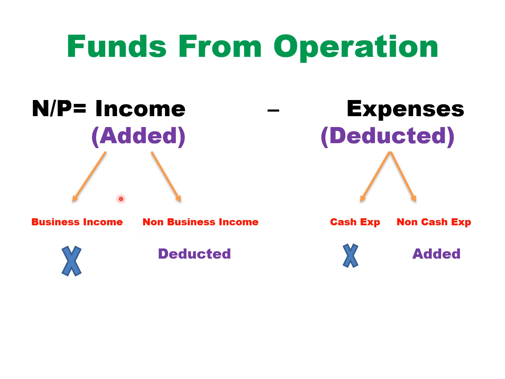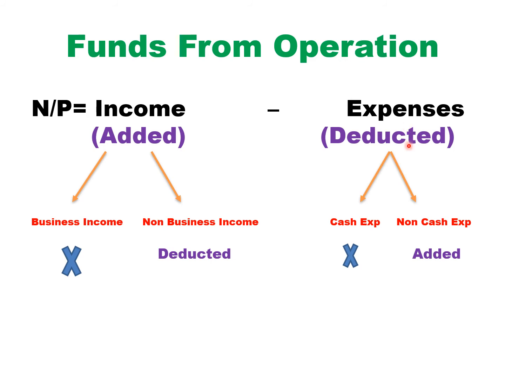Whereas business income is added, so ignore it. Don't bother about business income; that's why we have put a cross mark. Keep aside business income. That is not our problem, that is not our issue. We should only look into non-business income. Non-business income is added in the P&L account, so deduct it.